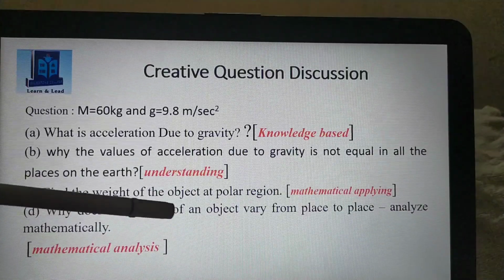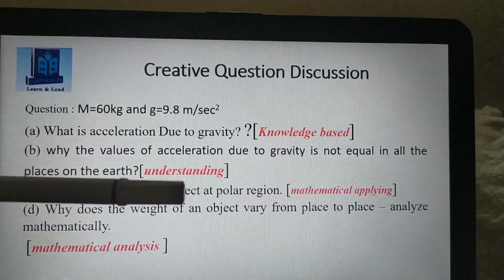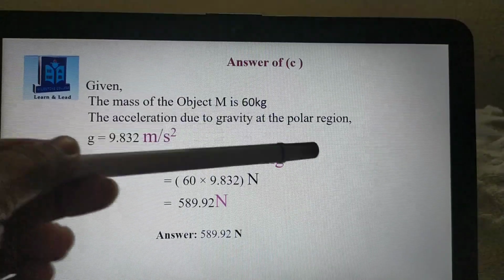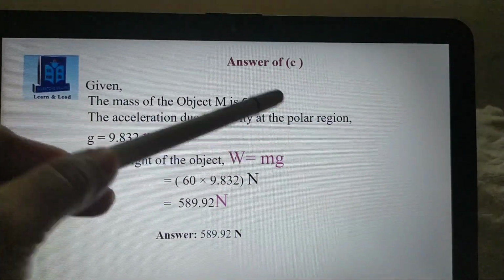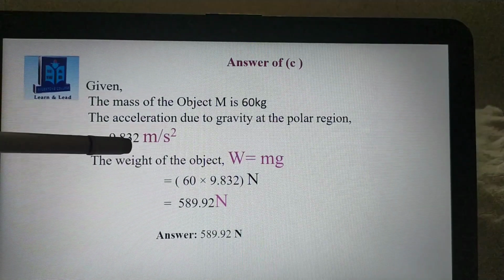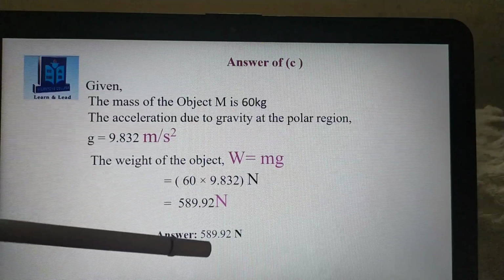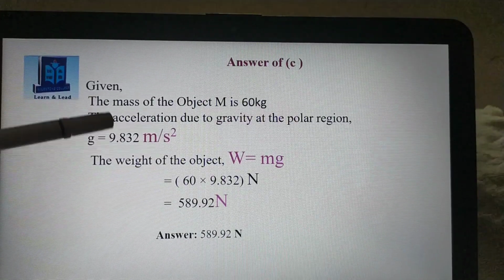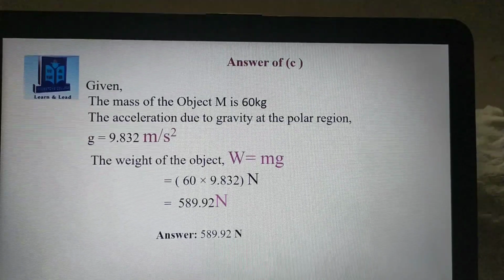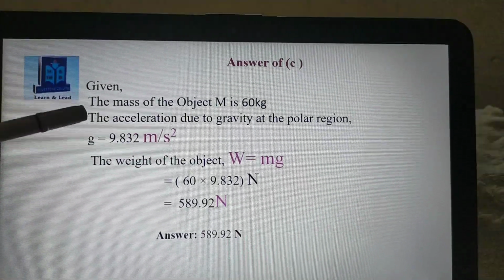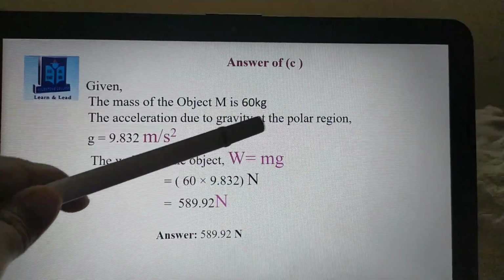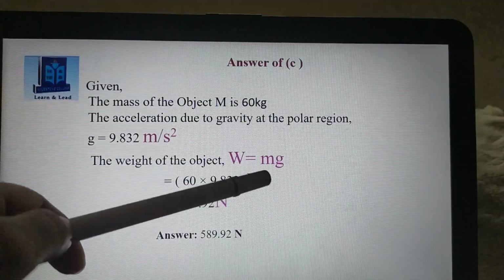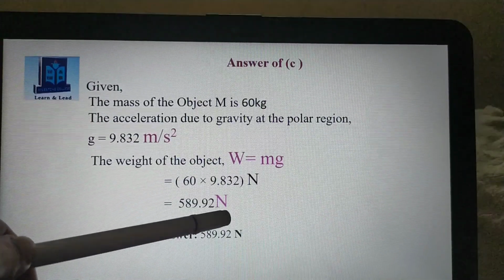Next one is find the weight of the object at the polar region. So here we will do the same, but one thing: it is mentioned polar region, so we cannot use the standard value of G anymore. The mass of the object is 60 kg and the value of G at the polar region is 9.832. Everything else is the same, so it is only this change. The question is asking: do you know the value of G at the polar region? Yes, you know. You have to put this value. And then, do you know the formula? Yes, you know the formula, apply all the information in the formula, and you will get the answer. You must write the unit of weight. It is Newton, N.